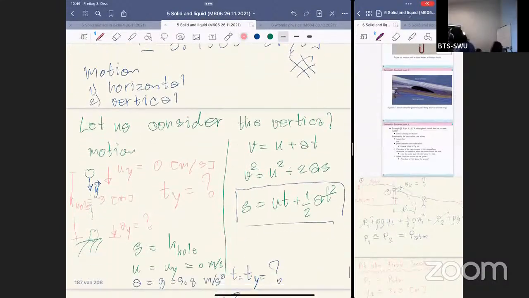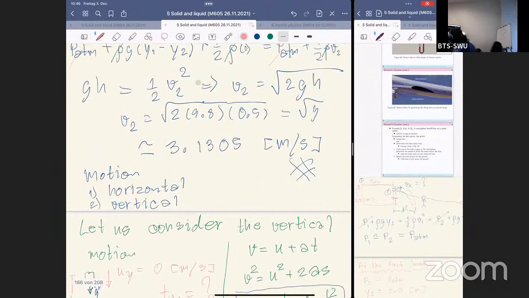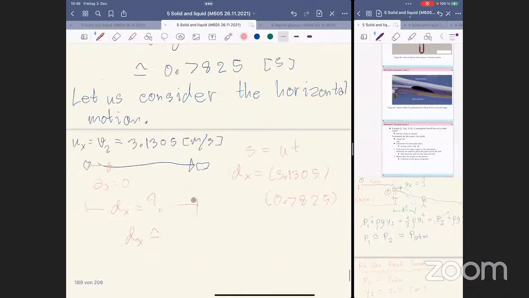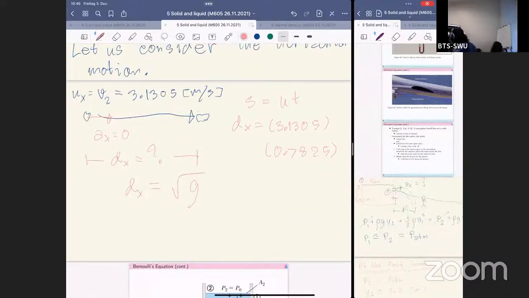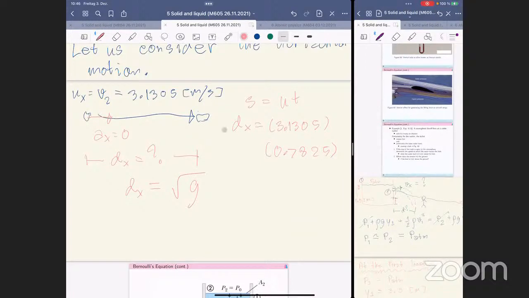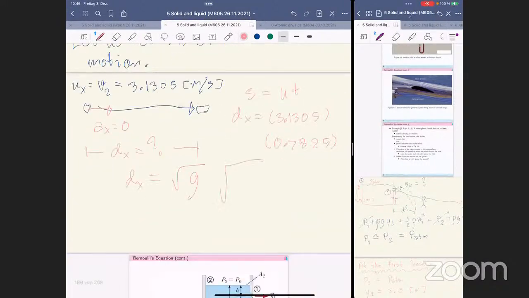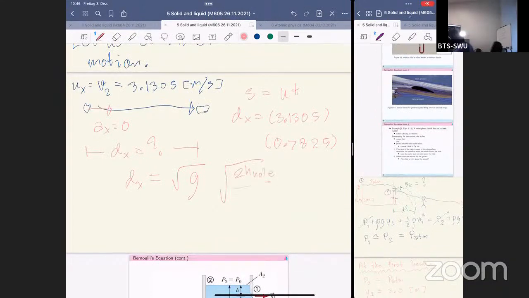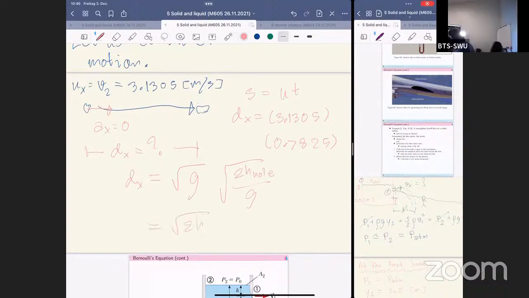If you don't want to go ahead with that, dx is the product between velocity and time. Velocity is the square root of g, the gravitational acceleration on Earth, and t is the time consumed by this motion. It's the square root of 2h divided by g. You could see that g can cancel even inside the square root. We're going to get finally the square root of 2h.